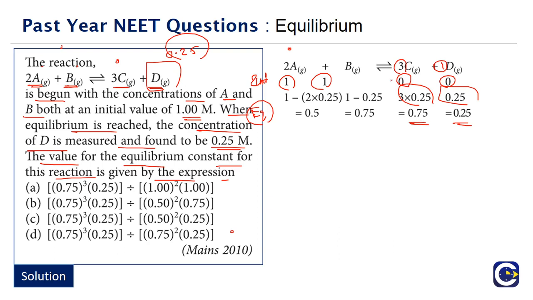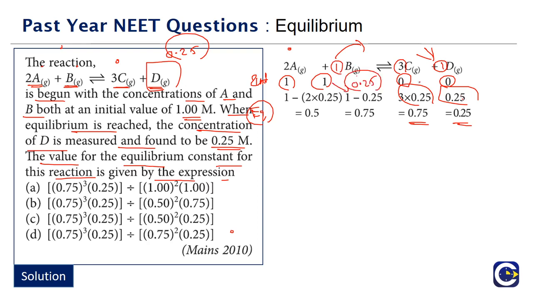And if you look at this balanced equation, for every 1 particle of D produced, 1 particle of B will be consumed, because the factor here is 1. Meaning if you are producing 0.25 molar amount of D, how much amount of B will be consumed?